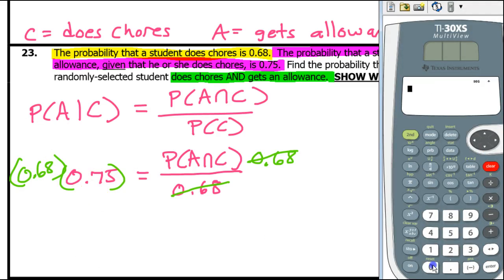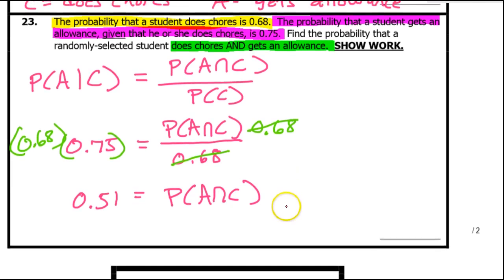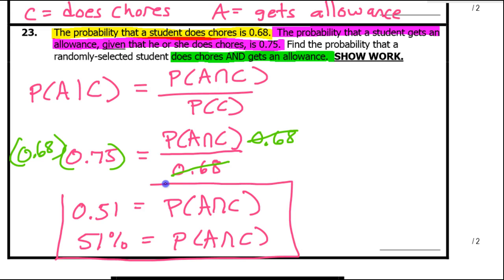So that's going to be 0.68 times 0.75. So that's 0.51. So I've got 0.51 is equal to the probability of getting an allowance and doing your chores. And of course that's the same thing as 51%. Getting allowance and doing chores. So either one of these are acceptable answers.